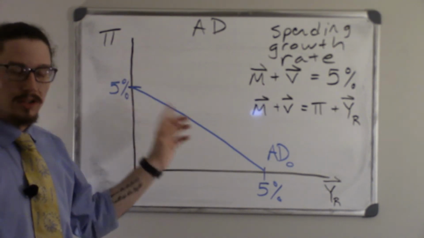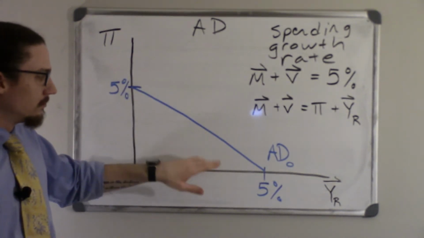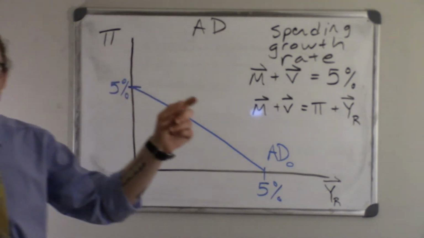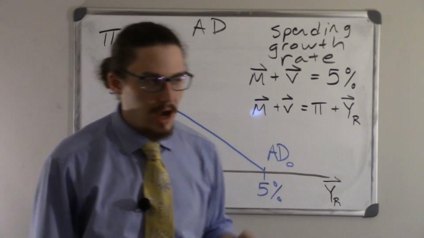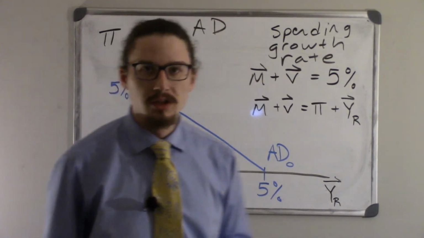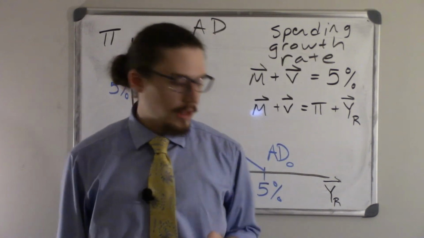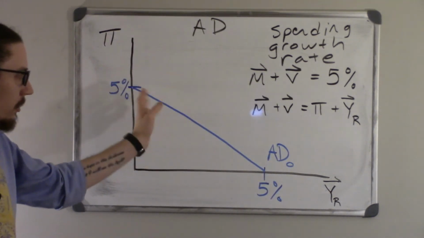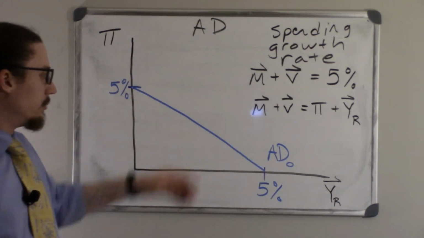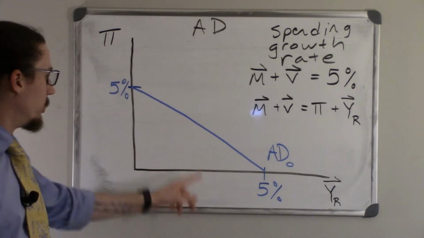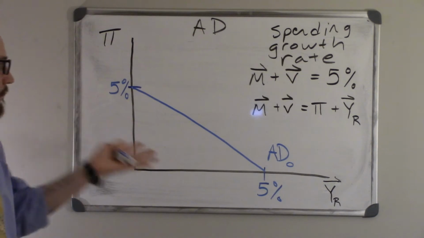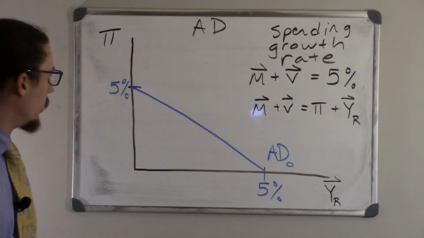Wherever on this line, it can be anywhere on this line as long as the real GDP growth rate and the inflation rate add up to 5%, right? And if we actually graph that with Excel or something, that would be the case. But just because you draw it and put something on there doesn't make it the real thing. But that is our aggregate demand curve.